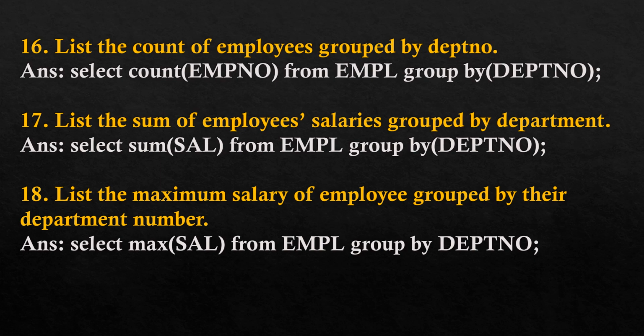Now list the maximum salary of employee grouped by their department number. So simply you have to write select max of salary from EMPL group by department number. That means in each group which employee is having the maximum salary, it will just show you that maximum salary value.